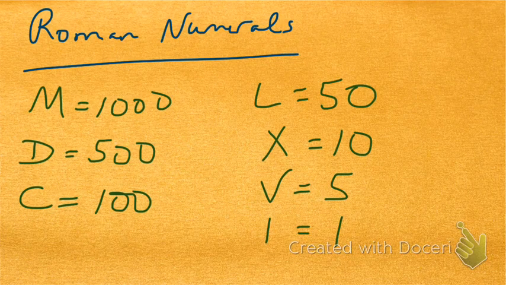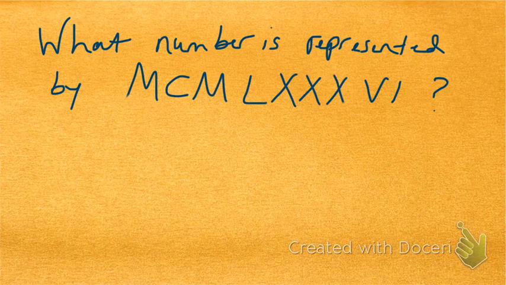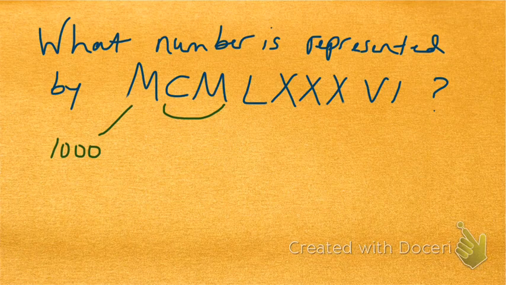Let's practice. I want to know what number is represented by this number in Roman numerals. And I said whenever you have a smaller number to the right, you're adding. When you have a smaller number to the left, you are subtracting. This M represents 1,000. A C in front of an M, that means we're taking 100 away from 1,000. And 100 subtracted from 1,000 makes 900.